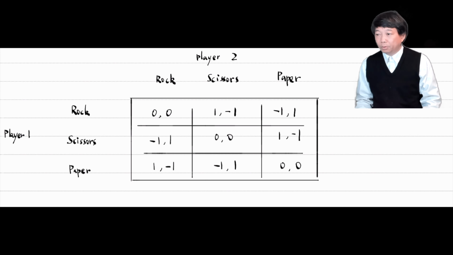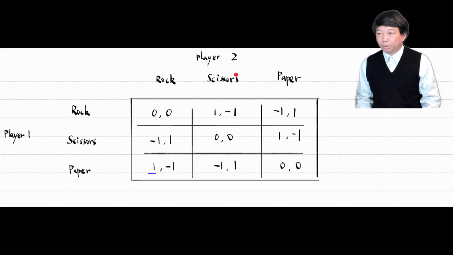We use the best response approach to find the pure strategy Nash equilibrium. As usual, the first number in each cell of the payoff matrix is player 1's payoff, and the second number is player 2's payoff. We first find player 1's best response to each of player 2's strategies. Suppose player 2 chooses rock. Player 1 gets 0 if choosing rock, -1 if choosing scissors, and 1 if choosing paper. Her best response is using paper. We underline her payoff of 1.